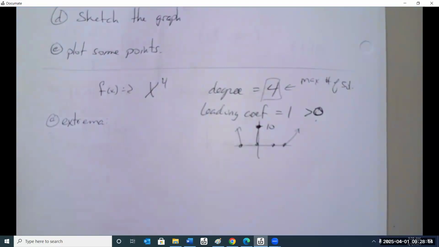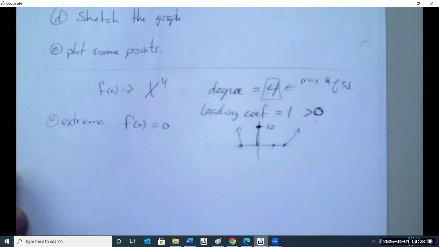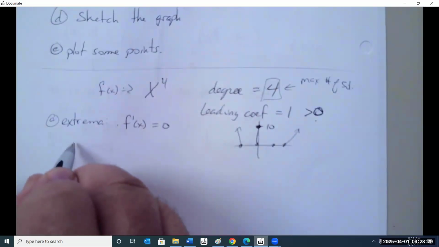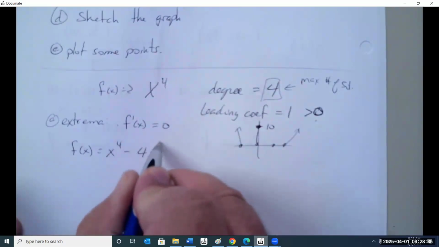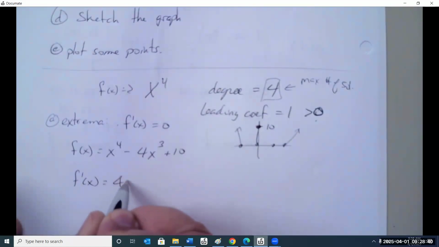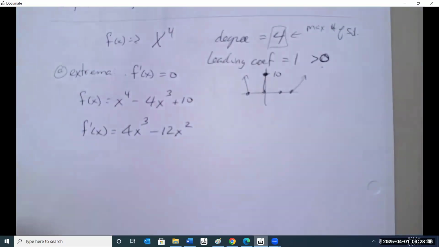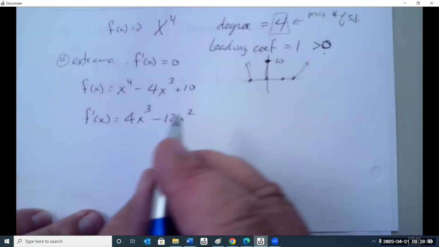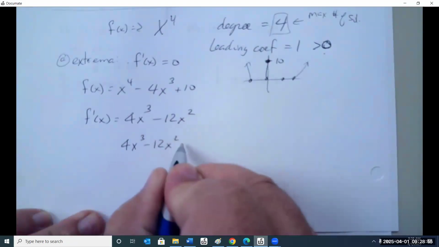The extrema. How do we find extrema? Take the first derivative, set it equal to 0. Since our function is x to the 4th minus 4x cubed plus 10, our first derivative is 4x cubed minus 12x squared. Set that equal to 0.